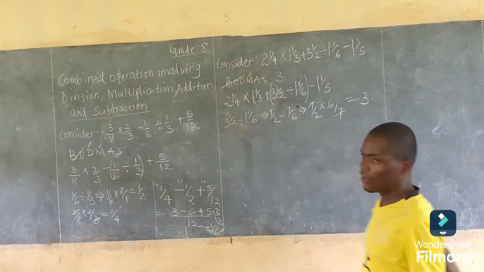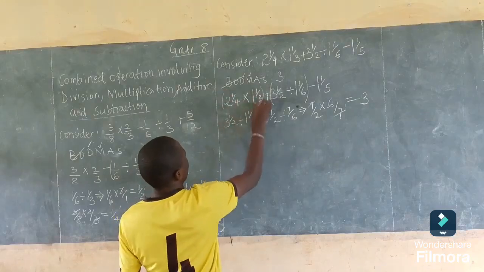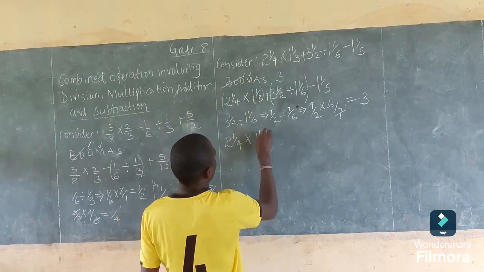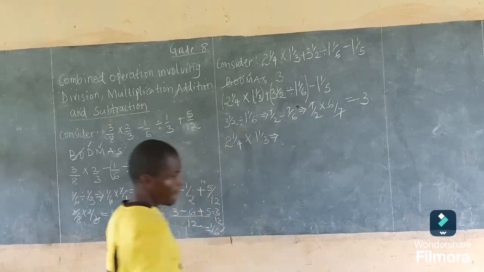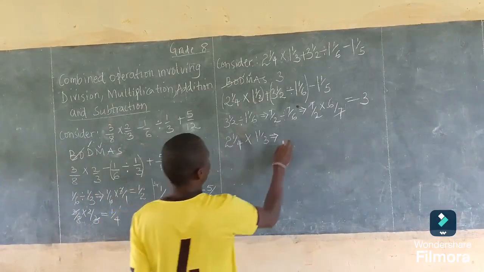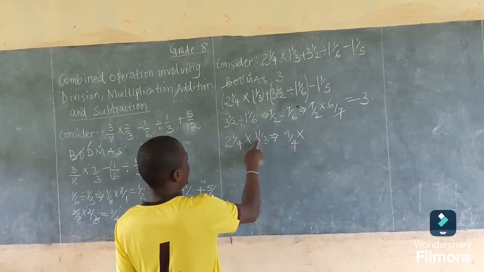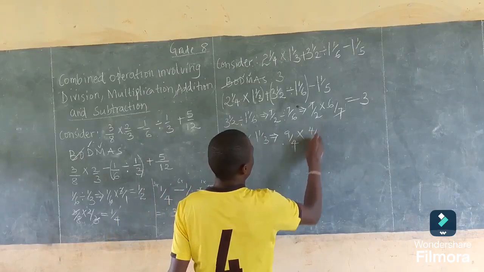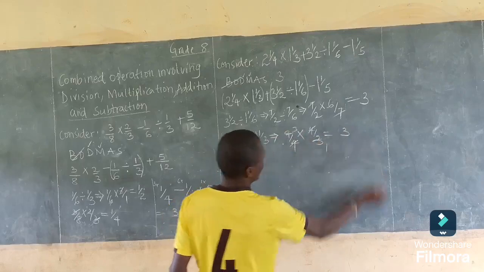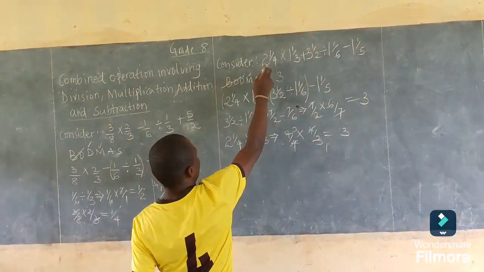I'm going to multiplication. What am I multiplying? This and this: 2 and 1 over 4 and 1 and 1 over 3. 4 times 2, 8, 8 plus 1, 9 over 4, times 3 times 1, 3, 3 plus 1, 4 over 3. So 4 cancels 4, 3 ones are 1, 3 threes are 3. I get 3 again. I'm done with multiplication. I'm going to addition then subtraction.